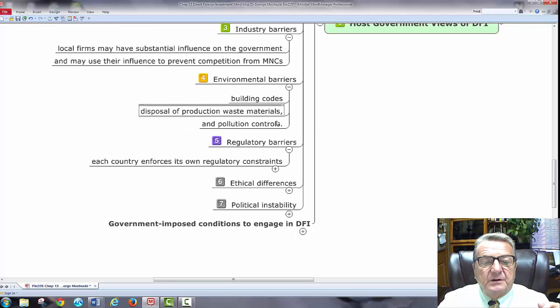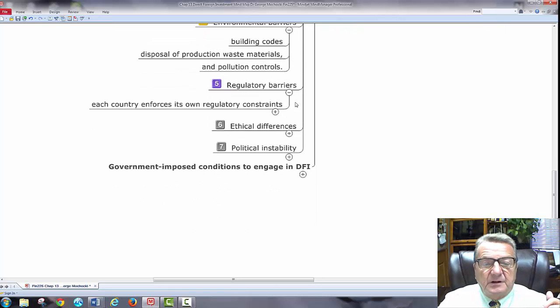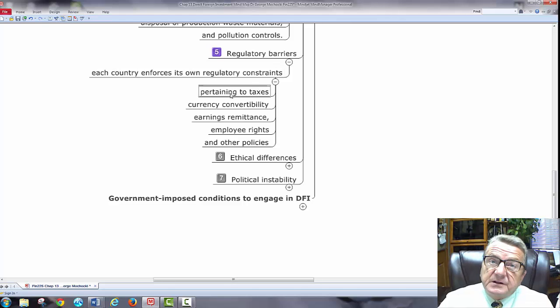Okay. So building codes, disposal and production of waste materials, pollution, in some countries are a lot less restrictive than others. Okay, and the regulatory and the ethical differences we have. Each country enforces its own rules pertaining to taxes and currency convertibility. You know which currencies are allowed to be in the open market, or you have a black market. You also had bitcoins come in, and there's a whole new way of operating. Right, employee remittance, employee rights, and other policies that you have to operate under, and what your parent country says.